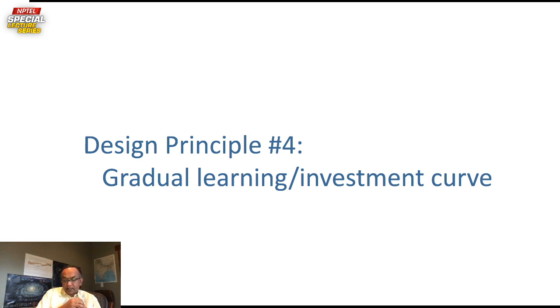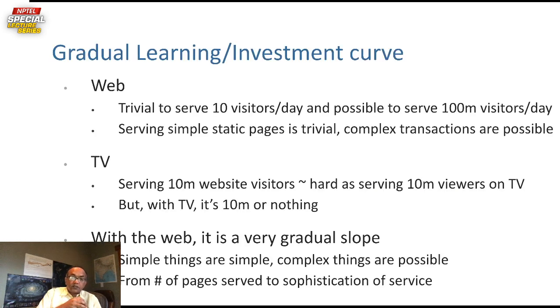The final design principle I'm going to talk about is the notion of a gradual learning or a gradual investment curve. So just stepping back, to build something like the web as it is today, there's literally hundreds of billions of dollars of investment that have gone in. Now, people don't decide to make those kinds of investments on a single day. You need some easy way. You need a gradual way of saying, okay, I'm going to make some investment. I'm going to see how it goes and then go on.